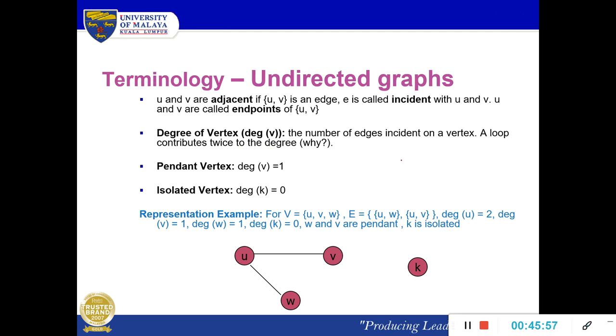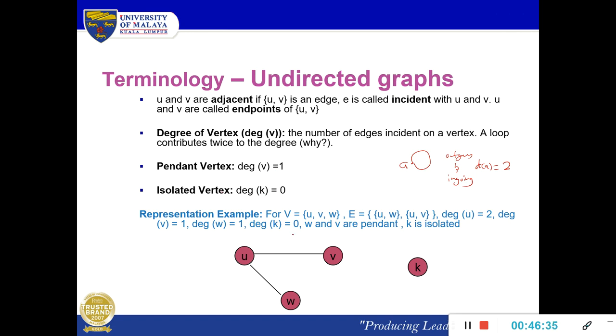Why? Because a loop is, let's say we have a loop at A. It contributes twice to the degree, outgoing and ingoing. It's the same. That's why the degree of A is 2, because you have an outgoing and an ingoing as well. That's why a loop contributes twice to the degree. A pendant vertex has degree 1. An isolated vertex has degree 0.